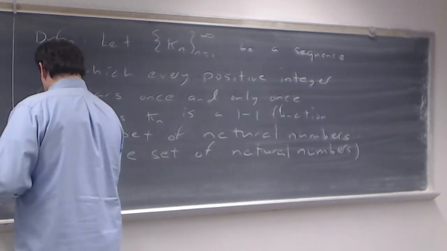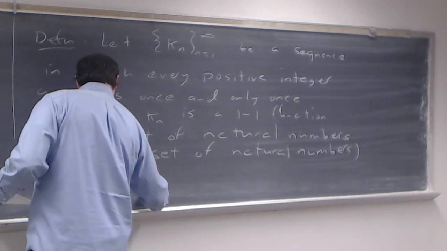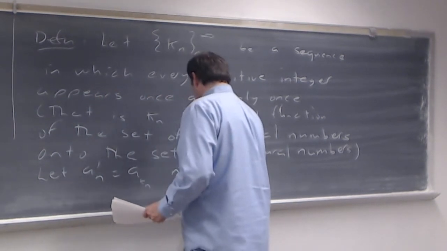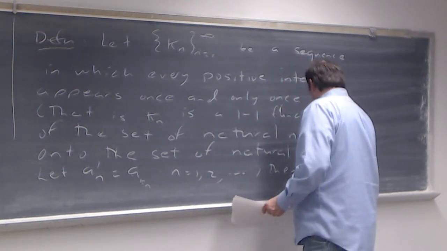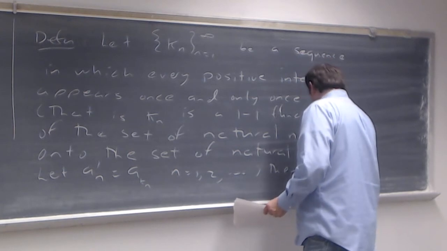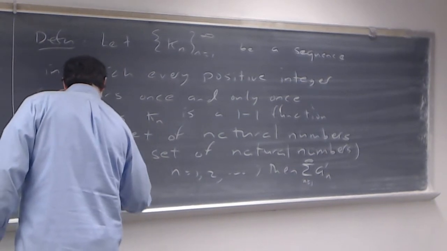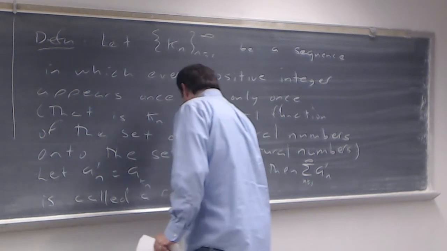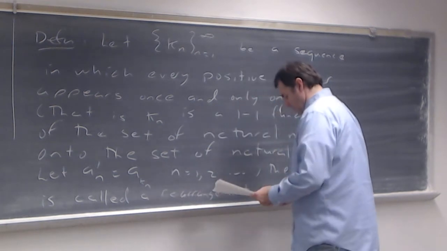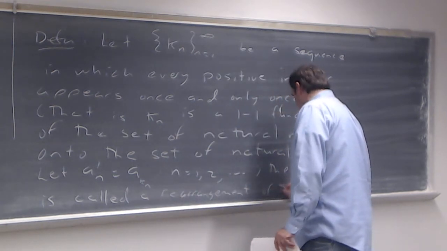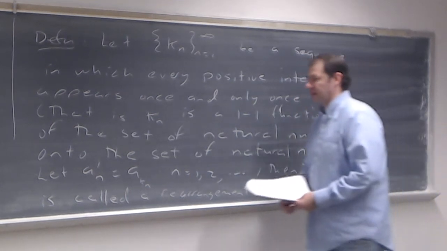If we let A prime sub n be equal to A sub K sub n, and again, n runs from 1 to forever, then the sum of the A prime sub n's, n running from 1 to infinity, is called a rearrangement of the sum as n runs from 1 to infinity of just A sub n. Do an example of that.